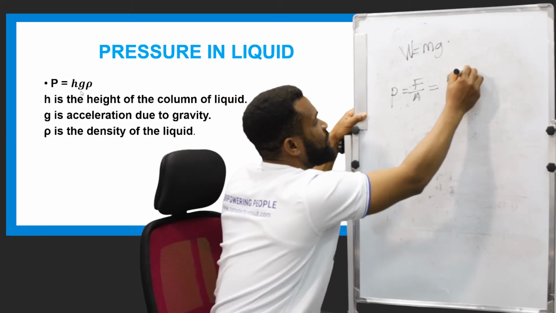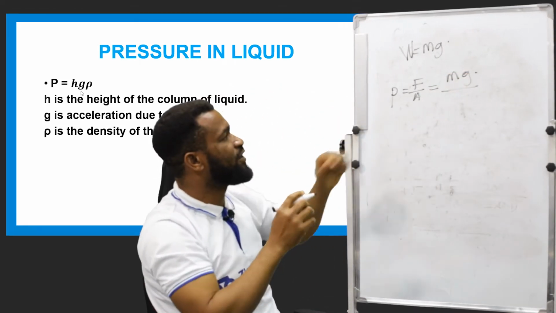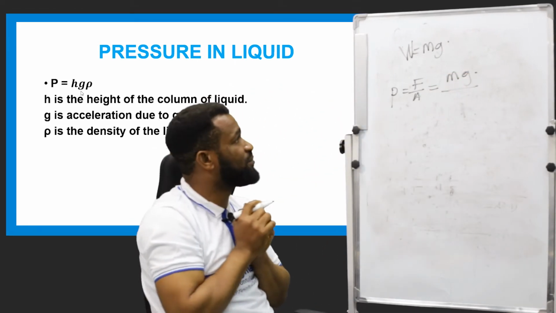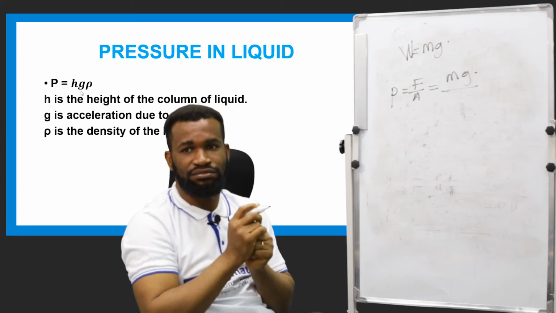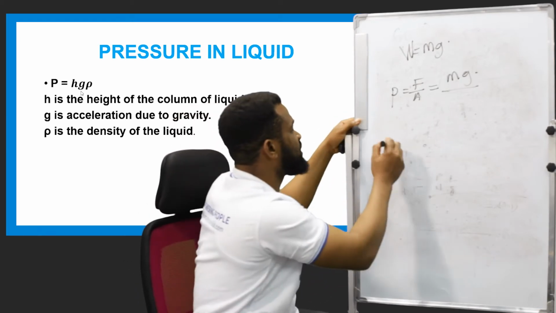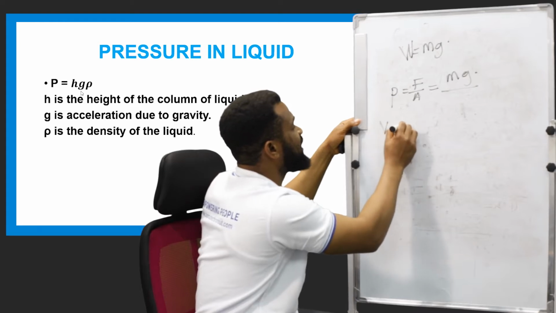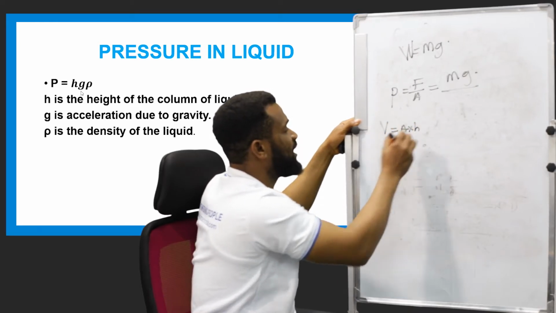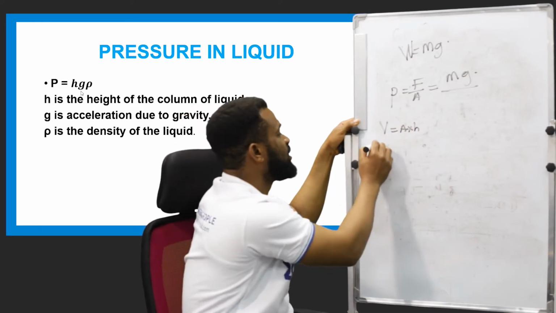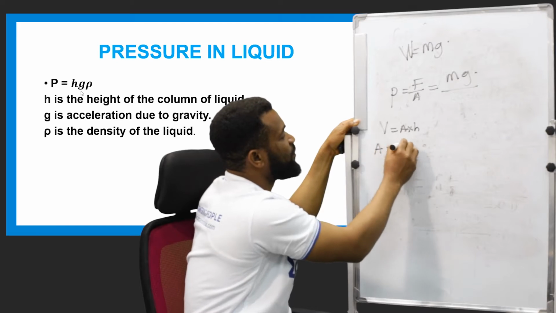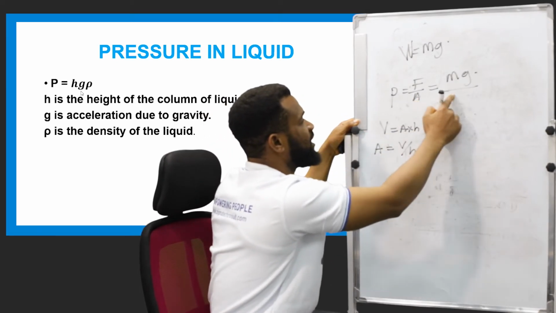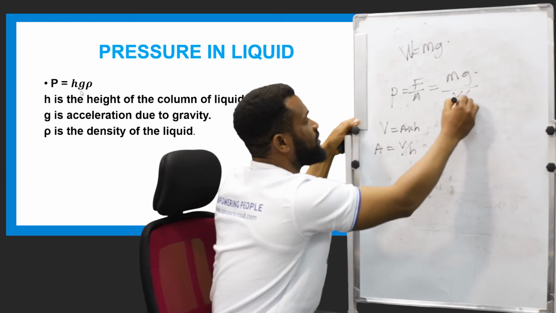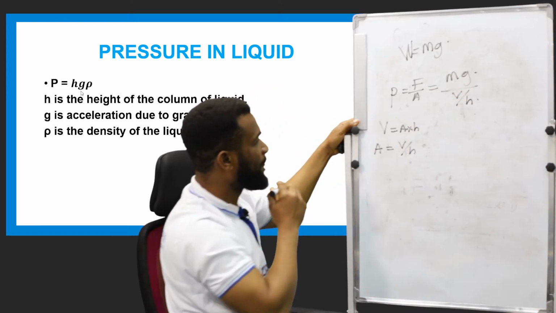So if I have mg at this point all over area, what are we talking about when we talk about area? Remember that area came from the volume of a body, because we say that the volume of a body is area times length or height. So area in this case is going to be volume per height. So instead of writing area here, I'm going to have volume divided by height. All right?